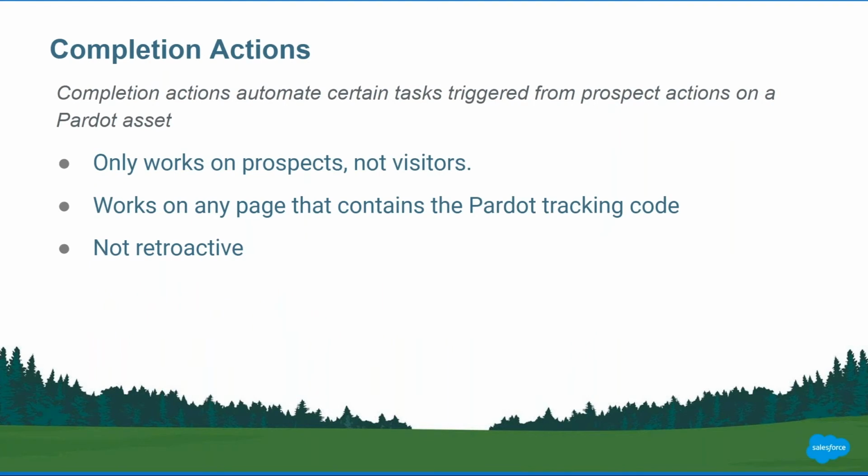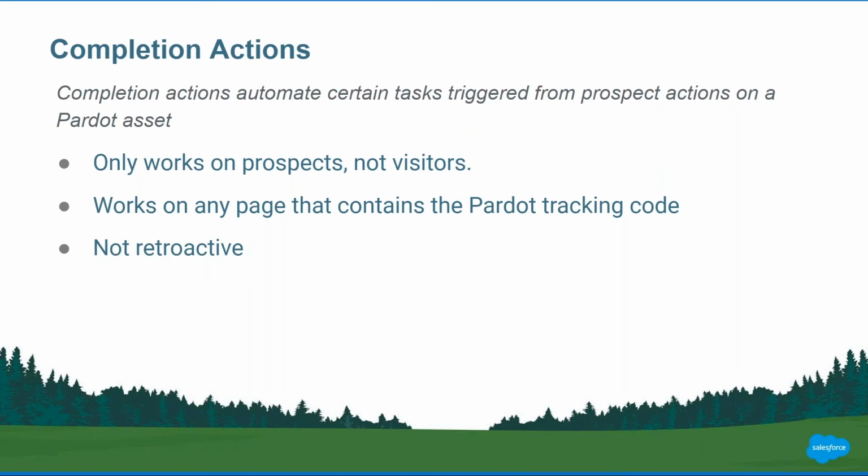The next automation tool that we have is the completion actions. Completion actions automate certain tasks triggered off of prospect actions on a Pardot asset or content within Pardot. It only works with prospects and not visitors, and it works on any page that contains the Pardot tracking code.